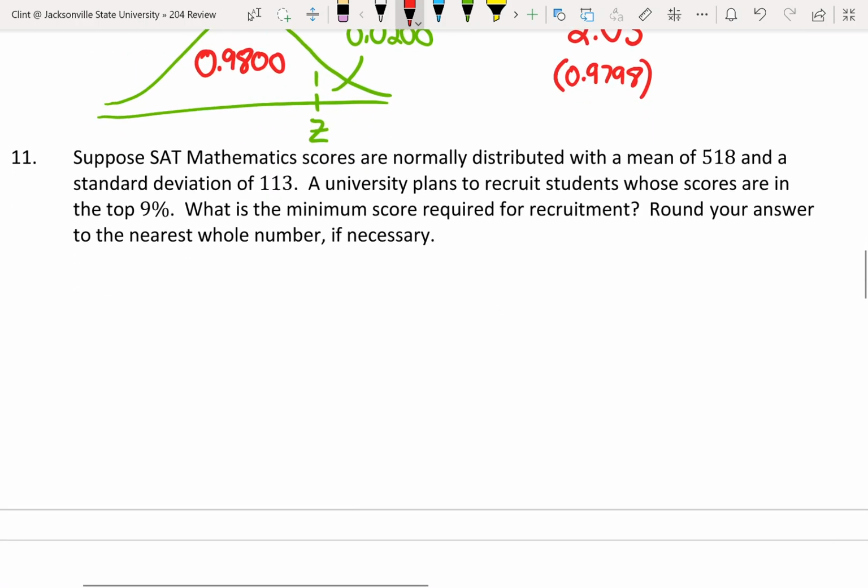Number 11. Suppose SAT mathematics scores are normally distributed with a mean of 518, standard deviation of 113. The university plans to recruit students whose scores are in the top 9%. What's the minimum score required for recruitment? So our answer needs to be an SAT math score, an X.